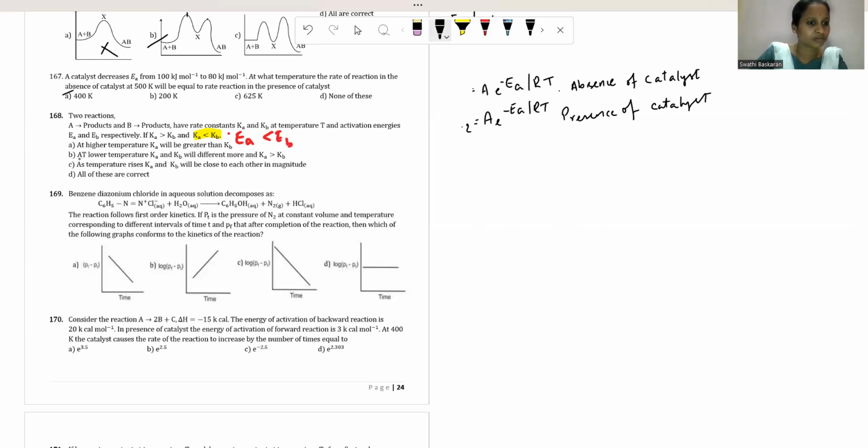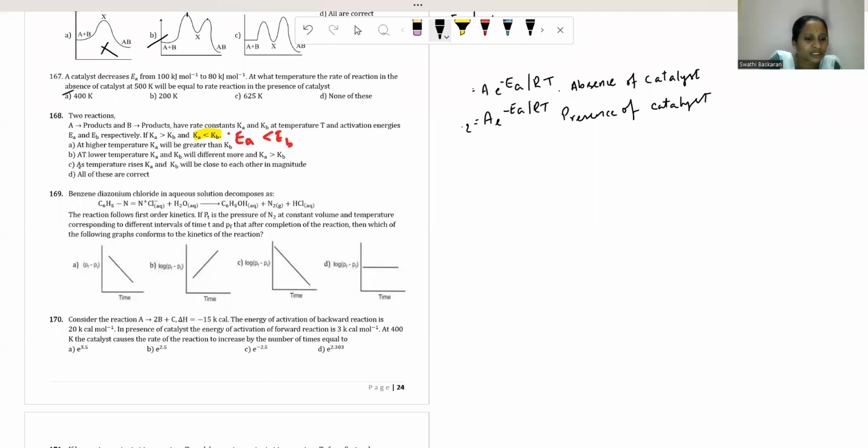Now, coming to option B. What is option B? At lower temperature, Ka and Kb will differ more, and Ka will be greater than Kb. Exactly. So this statement will also become correct. Why? Because at lower temperatures, for Kb, the activation energy is already very, very high, isn't it? So at lower temperature, the Kb value will keep on decreasing, which means the rate of the second reaction will be decreasing. In such cases the difference between Ka and Kb will be greater, which means that Ka will be greater than Kb even at lower temperature too.